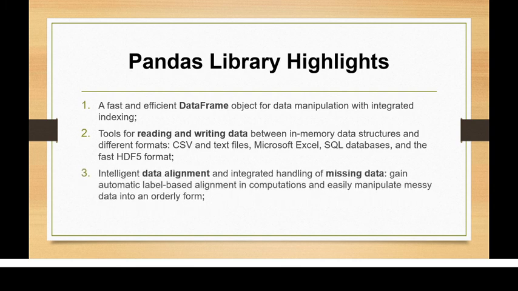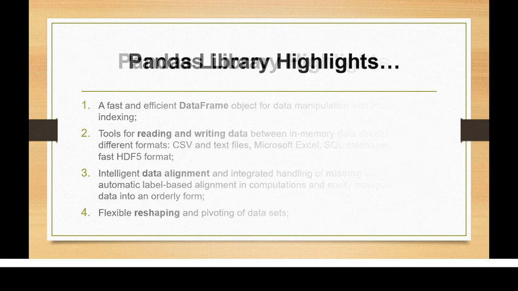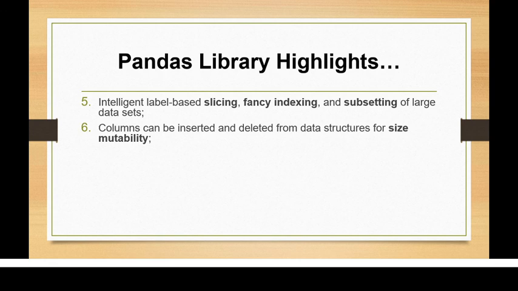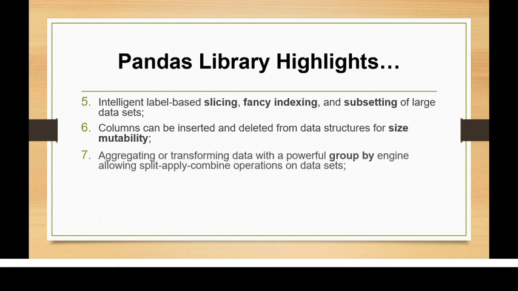Number 3, Pandas incorporates intelligent data alignment and integrated handling of missing data. It gains automatic label-based alignment in computations and easily manipulates messy data into an orderly form. Number 4, it is very flexible and provides reshaping and pivoting of datasets. Number 5, intelligent label-based slicing, fancy indexing, and subsetting of large datasets is available in Pandas. Number 6, columns can be inserted and deleted from data structures for size mutability.